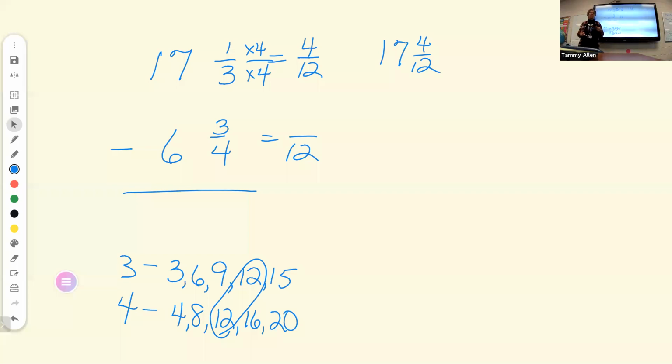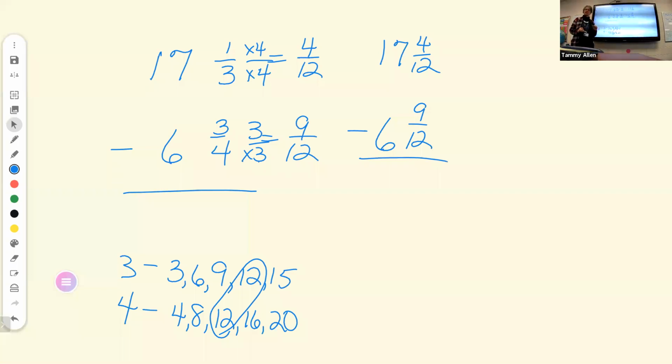How do we change 4ths over to 12ths? Emmeline? By what? We multiplied that by 3. Why would we multiply the 3 by 4? And that gives us? 9.